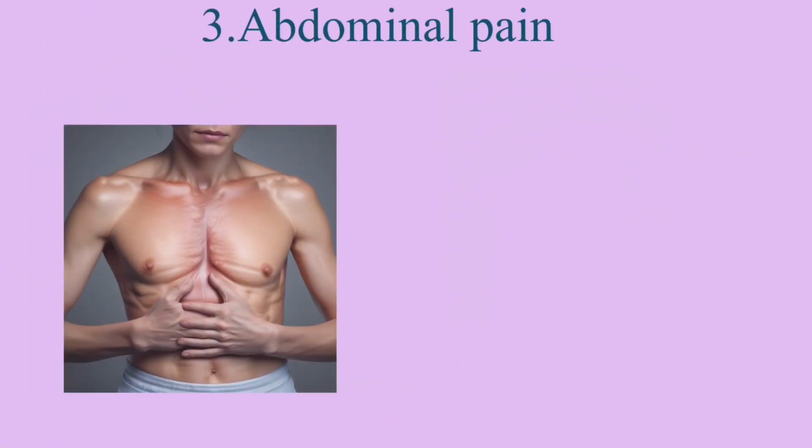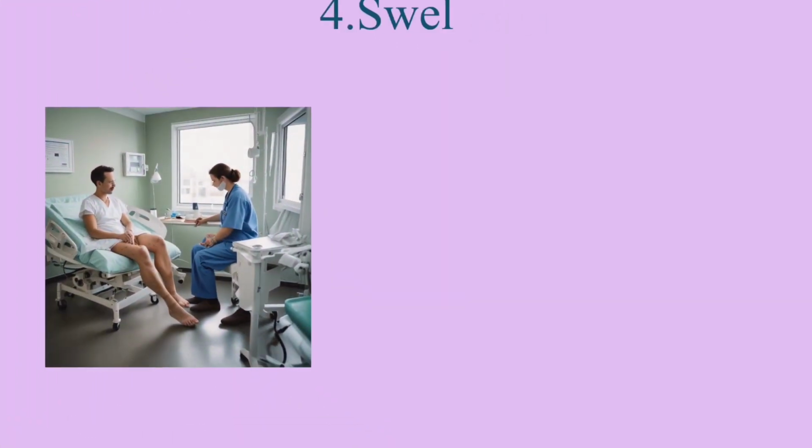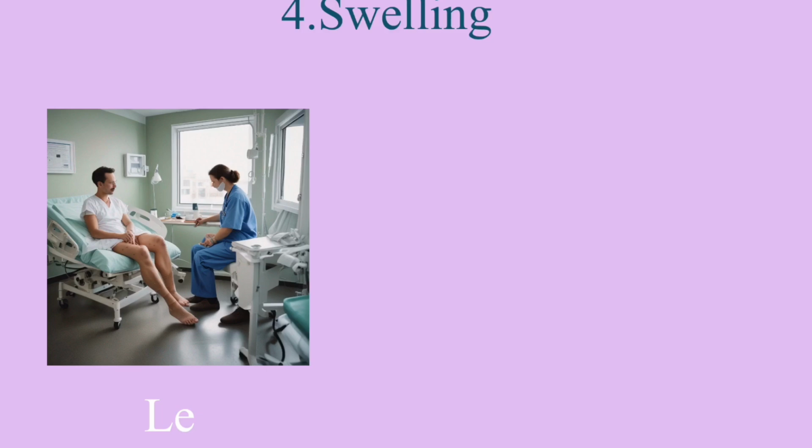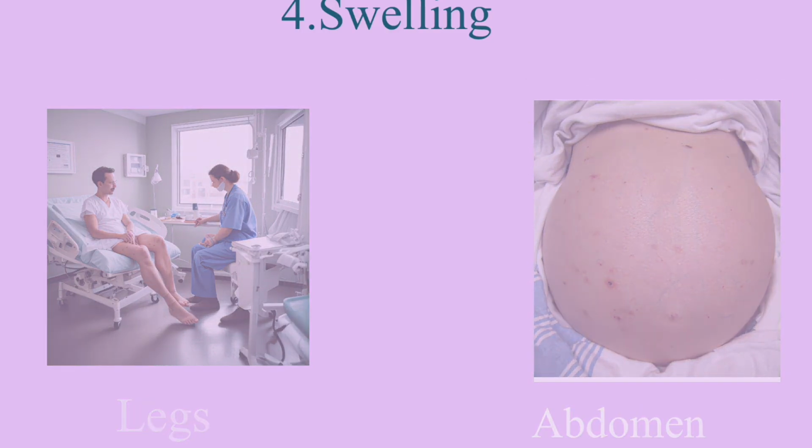Abdominal pain is another symptom to watch out for. If you experience pain or discomfort in the upper right side of your abdomen, it could be a sign of liver damage. Swelling is also a common symptom of alcoholic liver disease. If you notice swelling in your legs or abdomen, it could be due to fluid buildup caused by liver damage.